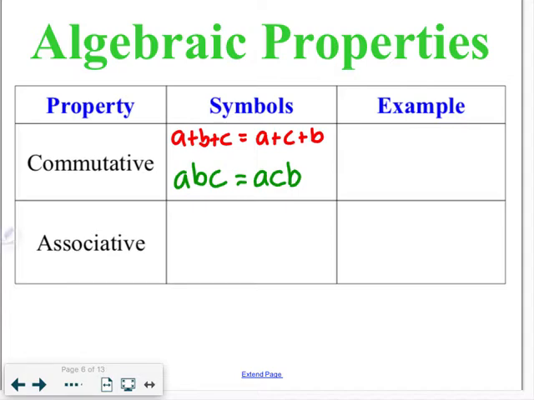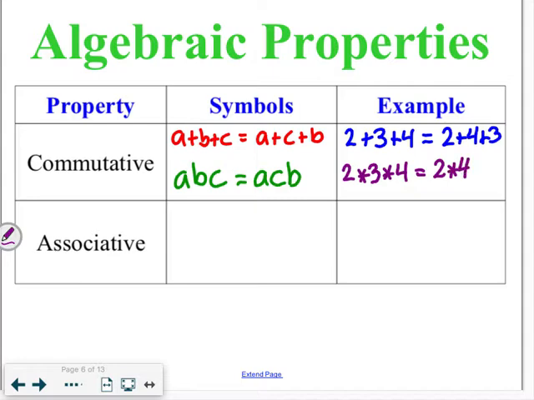So for a numeric example, 2 plus 3 plus 4, which is 2 plus 3 is 5 plus 4 is 9, is the same thing as doing 2 plus 4 plus 3. 2 plus 4 is 6, plus 3 still gives us an answer of 9. Same thing works with multiplication. 2 times 3 is 6, times 4 is 24, which is the same thing as 2 times 4, which is 8, times 3, which still gives us the 24.